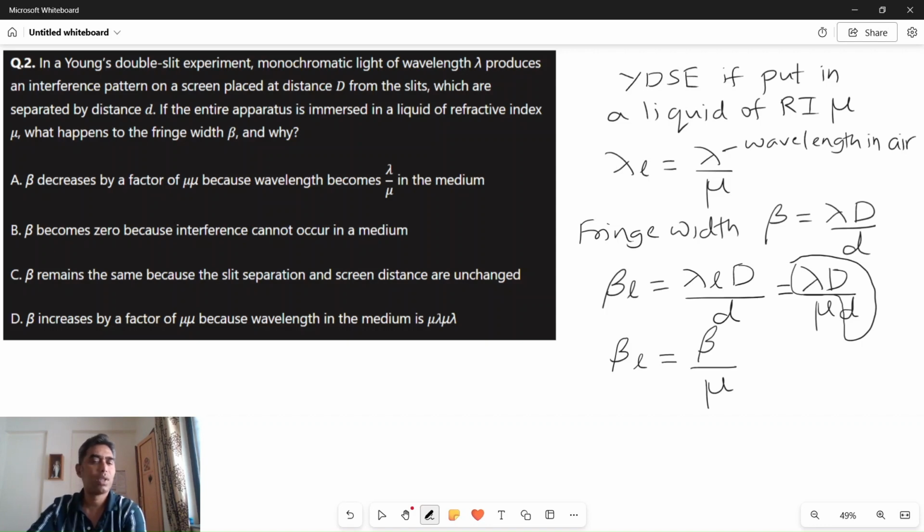Okay. So if you just check all the options, beta decreases by a factor of mu because wavelength becomes lambda by mu. Beta becomes 0, this is not correct. Beta remains same, not correct. Beta decreases by a factor of mu, option A is correct. Okay. So option A.